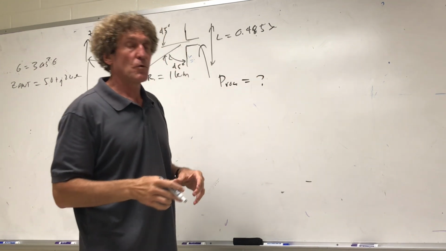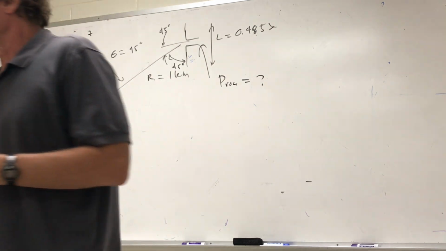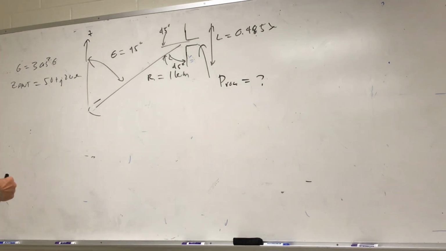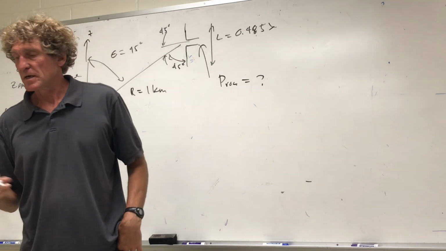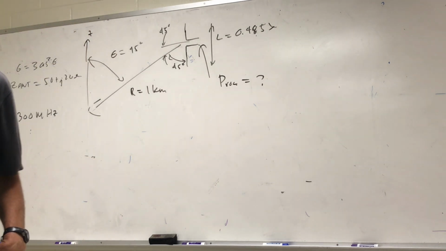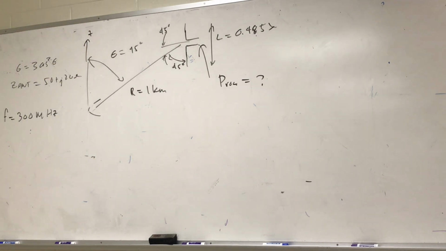So I'm looking for the maximum power received, and I'm going to give you a frequency. Make the frequency equal to 300 megahertz. All right, so these antennas are basically low gain antennas. They're not high gain. High gain is like 30, 40 dB. 20 dB is pretty high too.